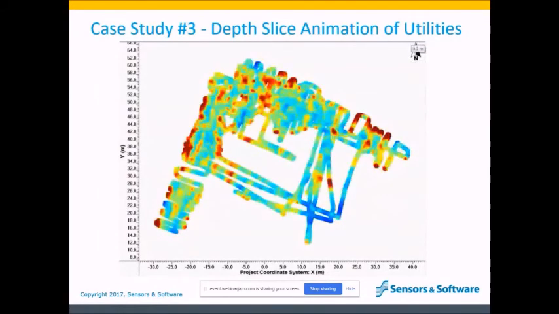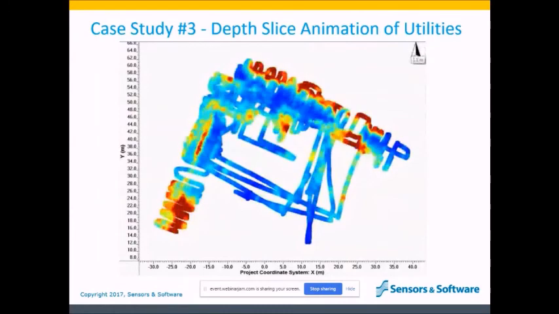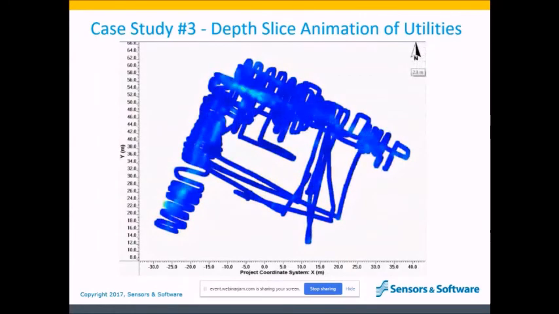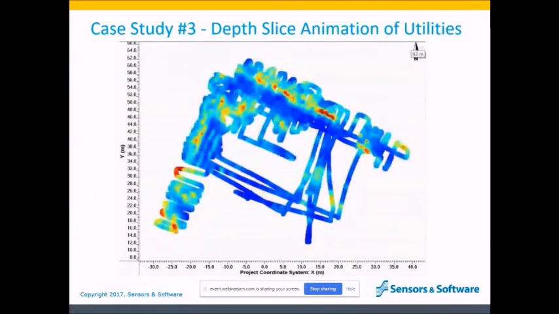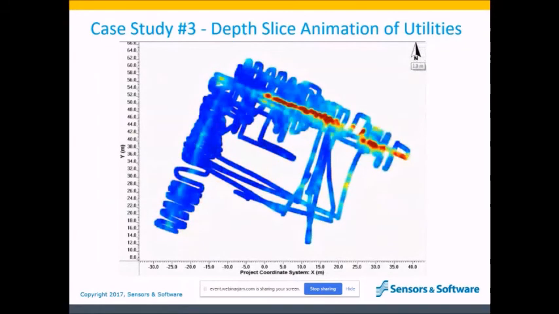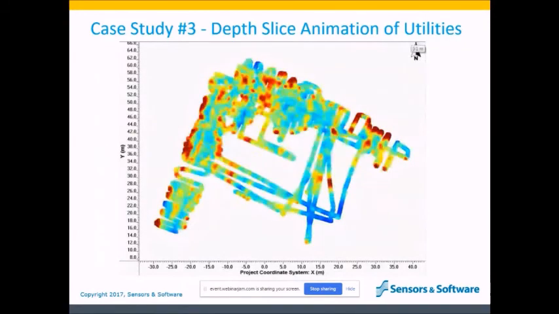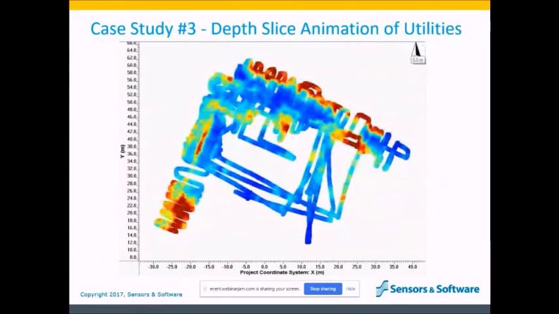So as you can see, and maybe hear in my voice, I'm a big fan of depth slices. Whether they're generated from grid scans or pseudo grid scans, I love them. But there is a big but.